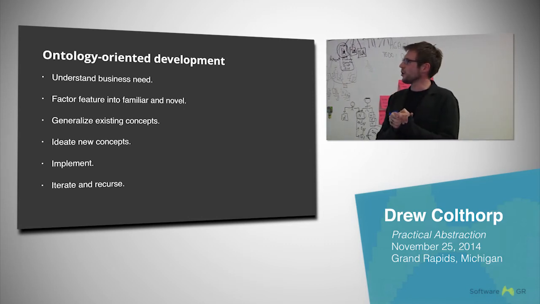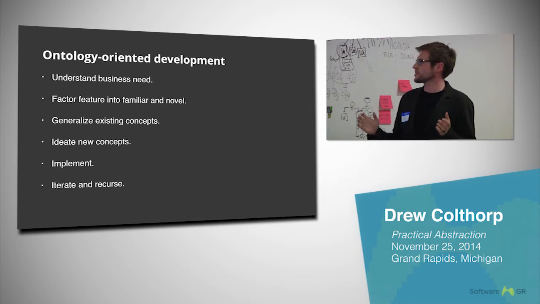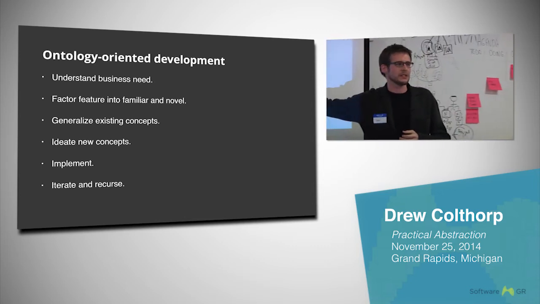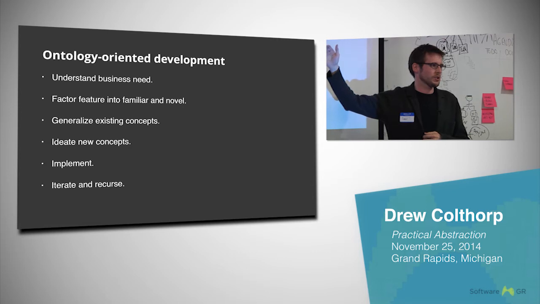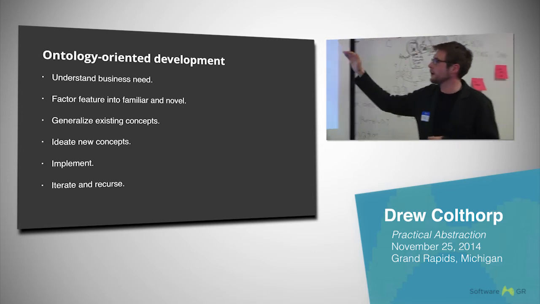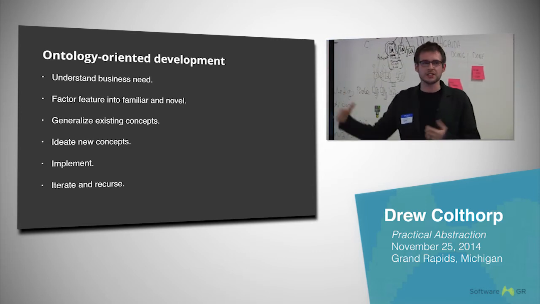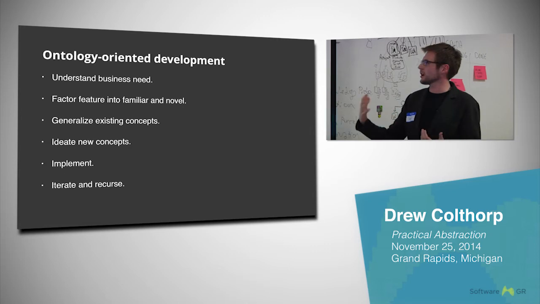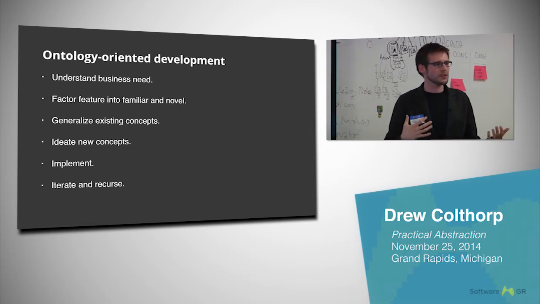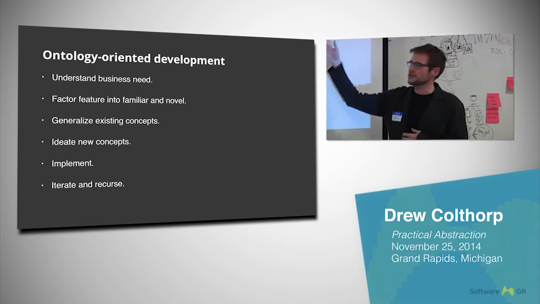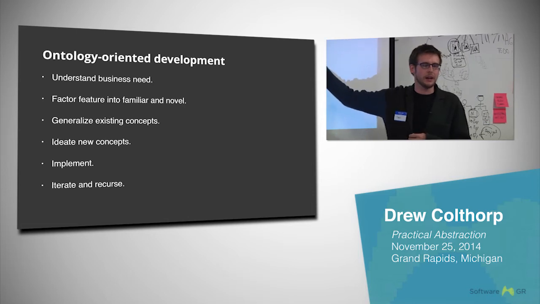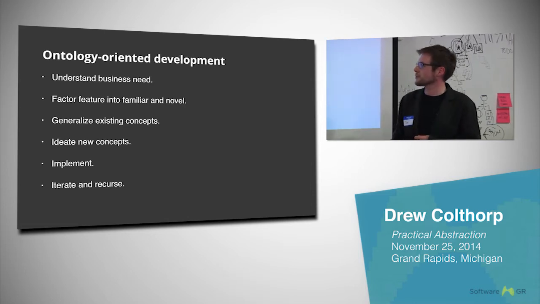Basically, overall the process goes something like this. First, understand the business need. Understand what it is you're trying to accomplish in a deep way. Once you understand the business need, you need to look at that and figure out what's new and what's not new. I think of that as factoring this feature you're going to implement into novel aspects and familiar aspects.